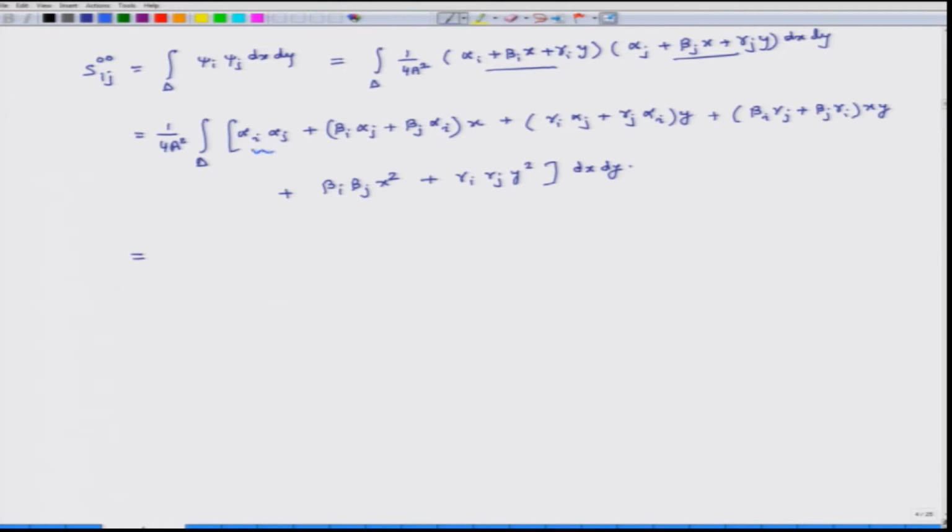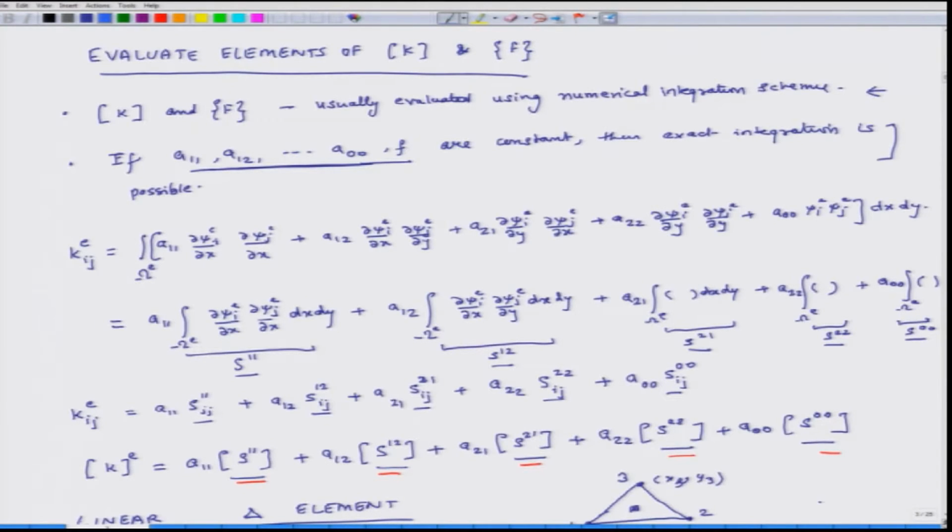So, this equals, let us look at the first term, alpha I alpha j times dx dy. This means its integral will be alpha I alpha j times I00, right, I00.